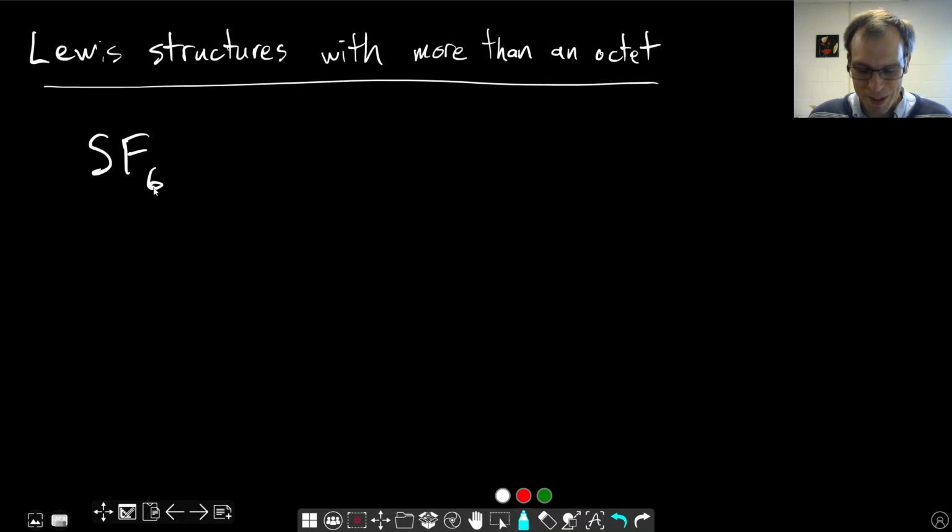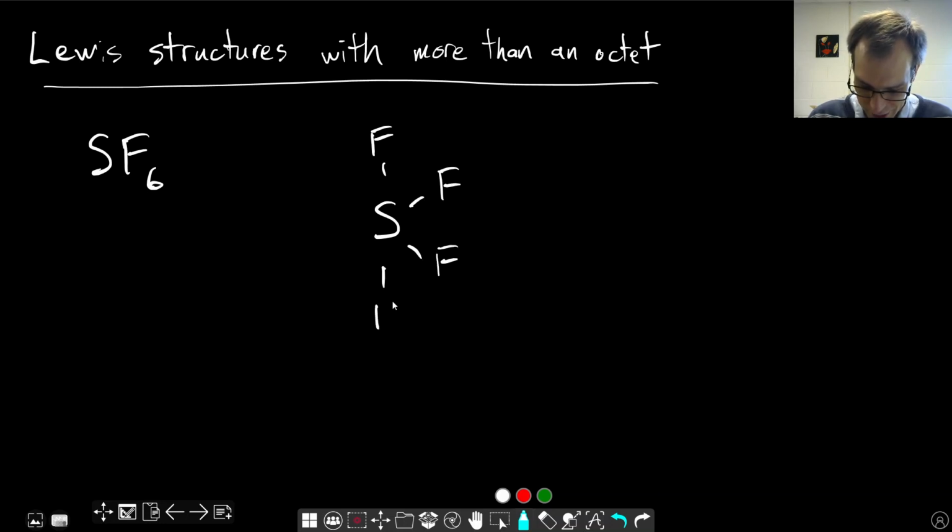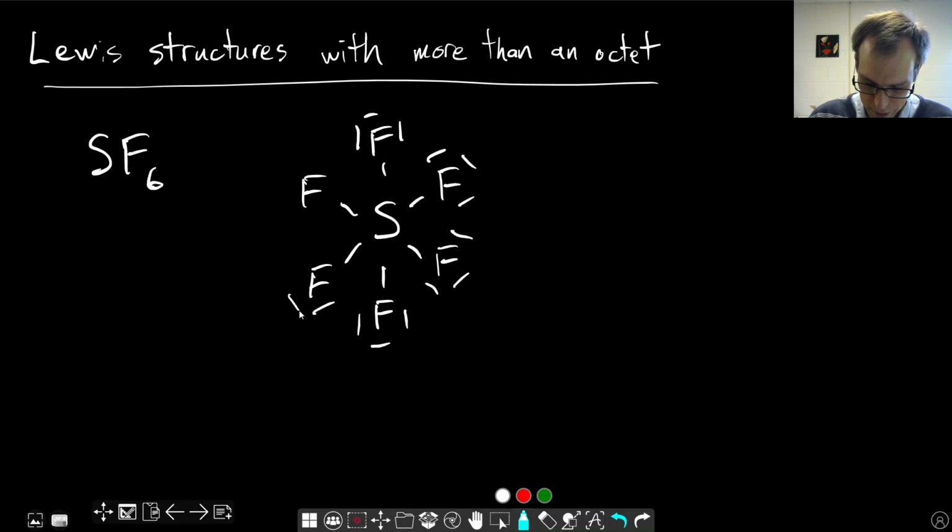Anyway, let's think about the Lewis structure of this compound, though. So sulfur is the central atom here, but we have to fit 6 fluorines around it. So we're going to have a single bond to all the different fluorine atoms. There's 4, 5, 6. We'll add valence electrons, or lone pairs, to all of the fluorines to make sure all of them have an octet.